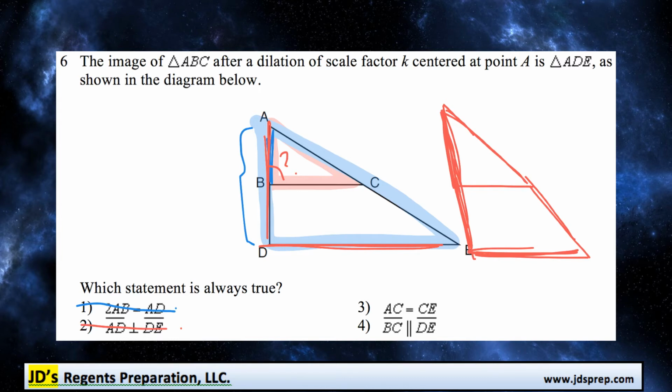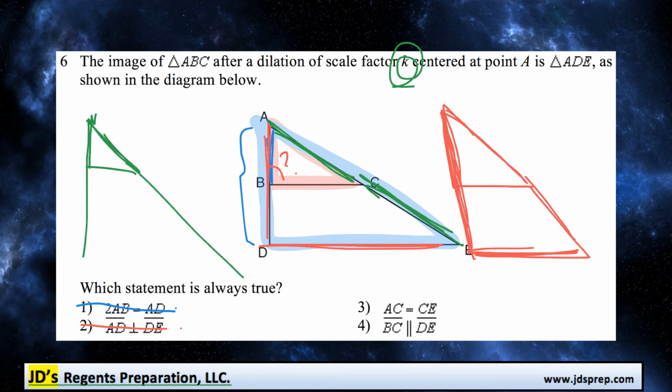Okay, how about option number 3? That one says that the lines AC and CE will be equal. Now again, in this diagram, that looks to be true, but will it always be true? Well, no, because we don't know what scale factor is being used. The scale factor could be 3, in which case, let me just try to visualize that for you. If this was enlarged by a scale factor of 3, then the line from C to E would be double the length of A to C. So that's not always going to be true either.